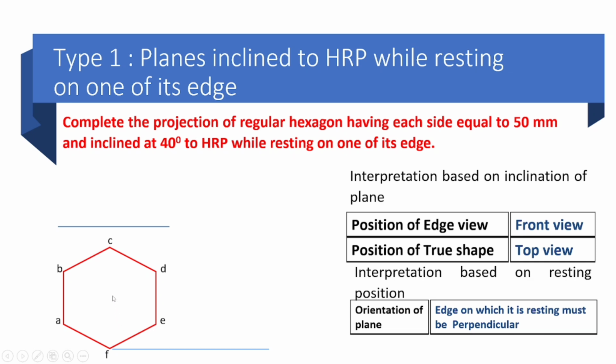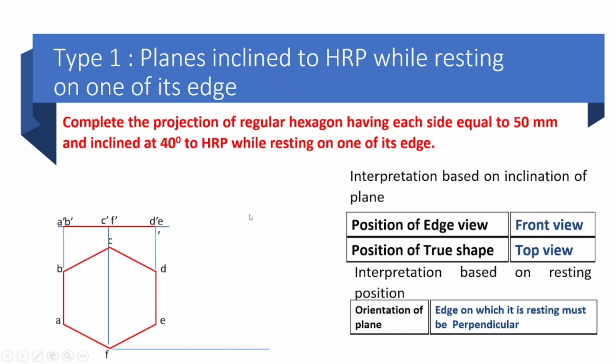Then once the top view is complete, we can project this in the front view. And front view will be an edge view as shown. Name the points in the front view with dash as one of the notation: A dash, B dash, C dash, D dash, E dash and F dash. This would complete an initial view. Once you complete this initial view, you can show the inclination of the plane. And we already discussed the inclination of the plane with HRP is to be shown in front view.